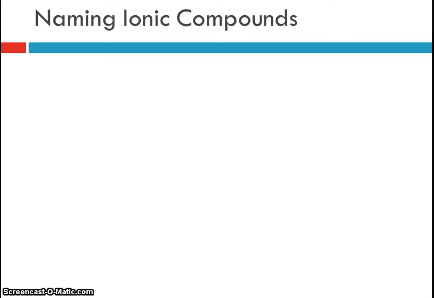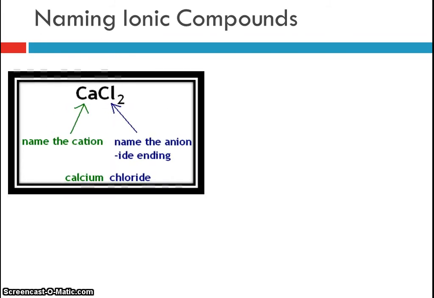Naming ionic compounds. For example, we'll use calcium chloride. The beginning, the cation, will be named. You just name the element. With the anion, the negative ion, you take the chlorine, you drop the ending, and add IDE.